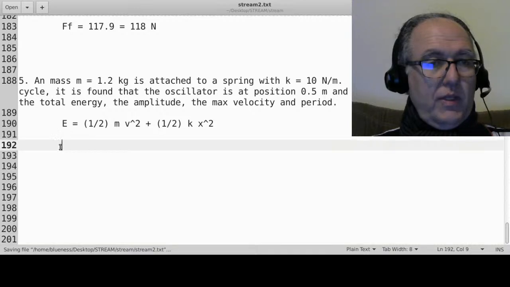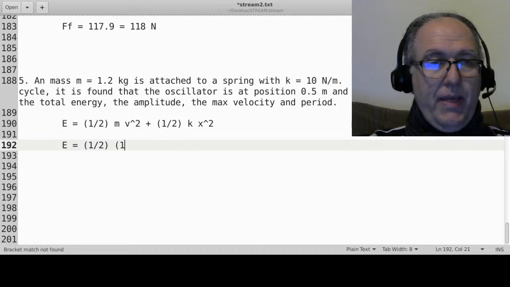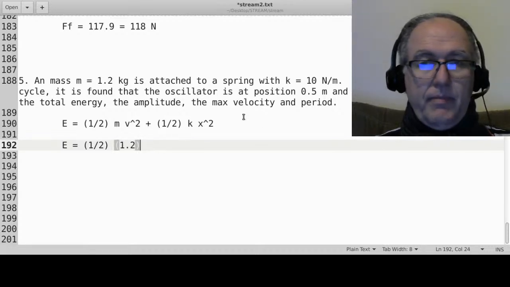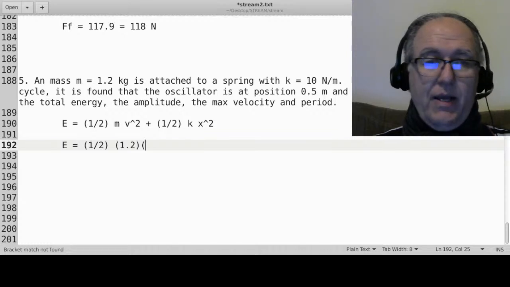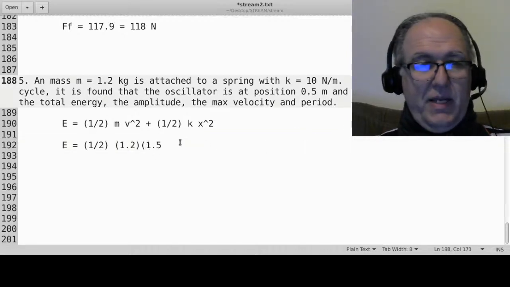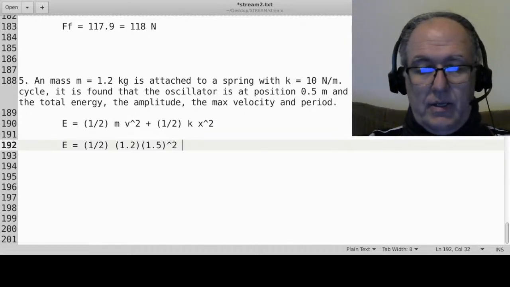All right, good. So let's see if we can get that total energy. All right, so what do we have here? For m, did I give you m? Yep, 1.2. And everything is in MKS in this problem. All right, and what about v? Well, at this particular point in the cycle, the velocity is 1.5 meters per second, like that.